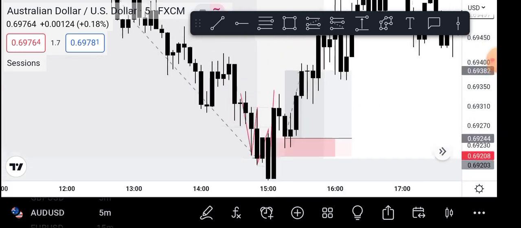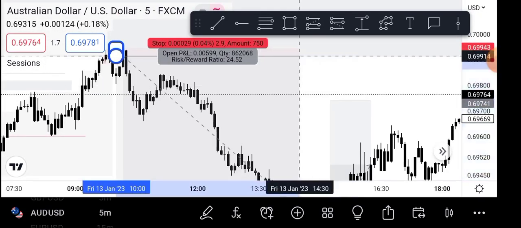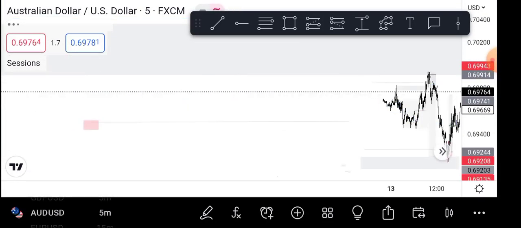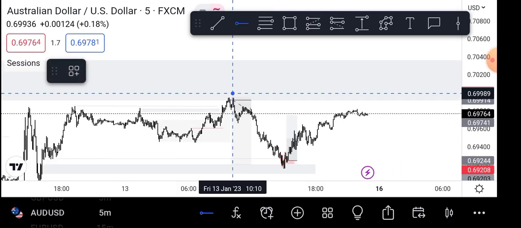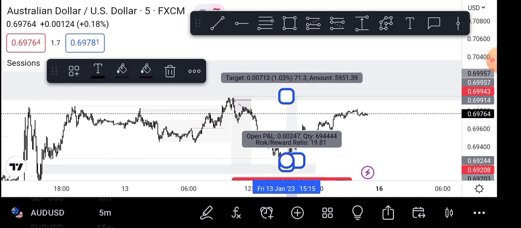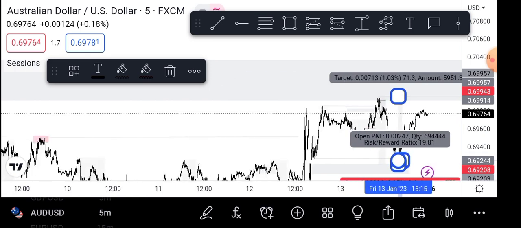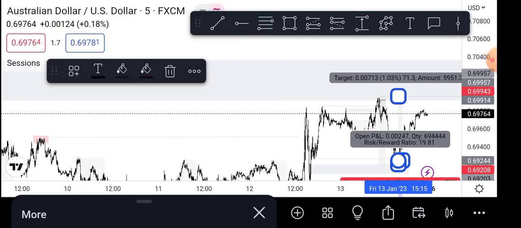Then your take profit will be, you can take your profit at the high first of all. Take some partials at the high, because we know that we are expecting reversals at this zone. So that will be a 1 to 19.